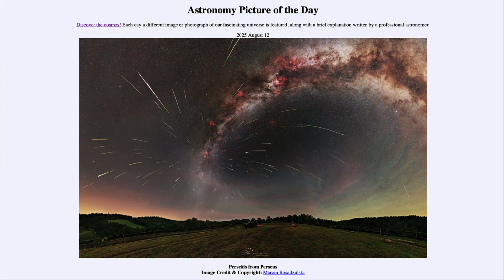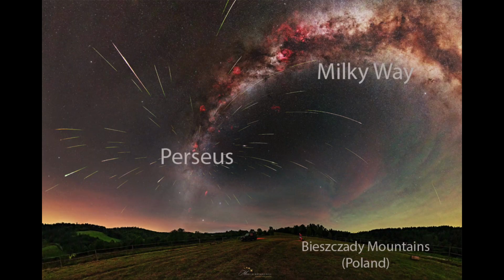Today's picture for August 12th of 2025 is titled Perseids from Perseus. So what do we see here? Well, here we see a wide field view looking up at the sky, and we see a number of streaks of light going across it, and those are what are known as meteors.